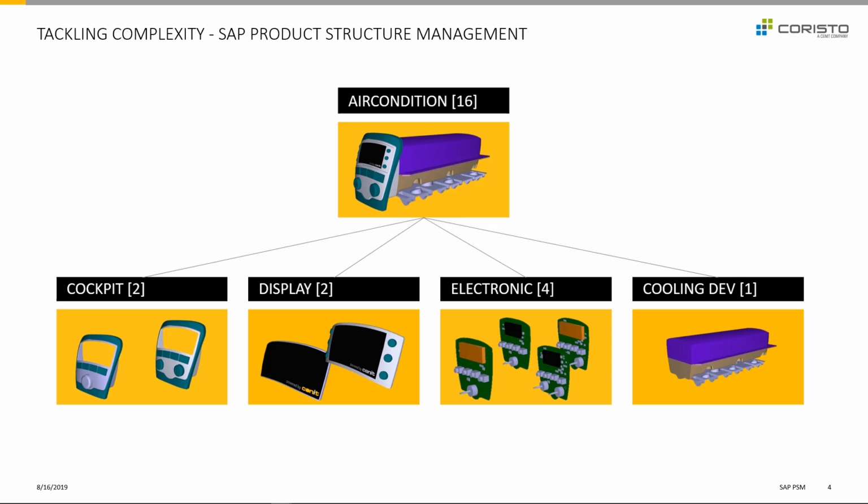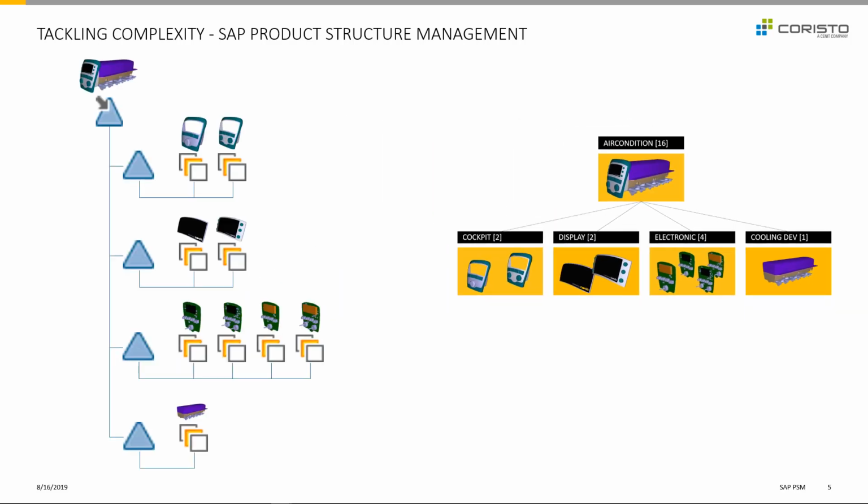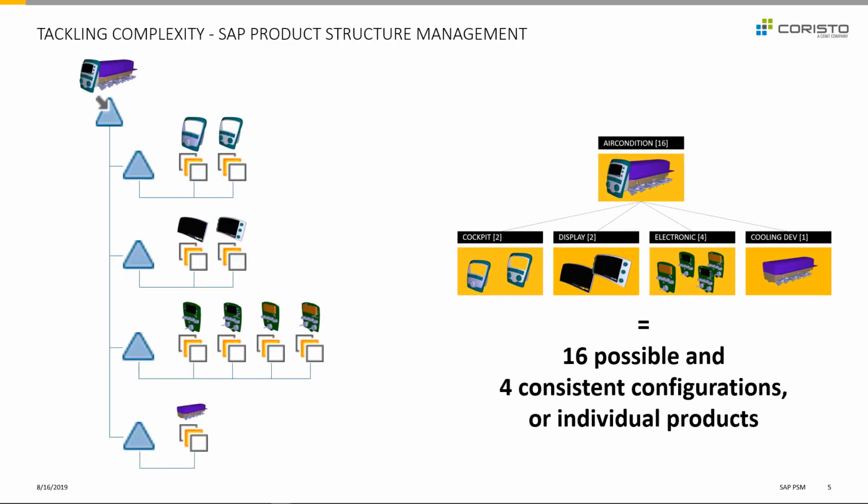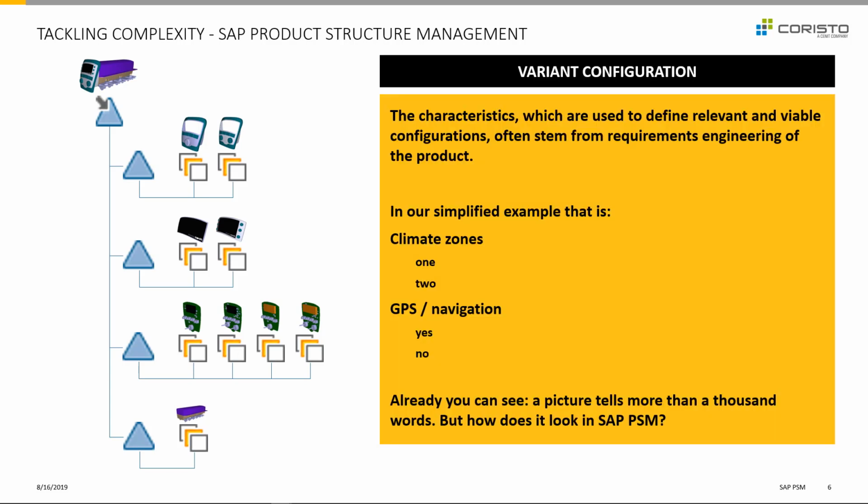Our example for this again is our small car air conditioner, which served as an example in our last two videos. As you may recall, we see here a product structure with 16 possible and 4 valid product variants. Of course, this is a deliberately simple model. You may remember the actual configuration from our video on configuration and object dependency maintenance in SAP PSM. So here we're sticking to that well-known example.